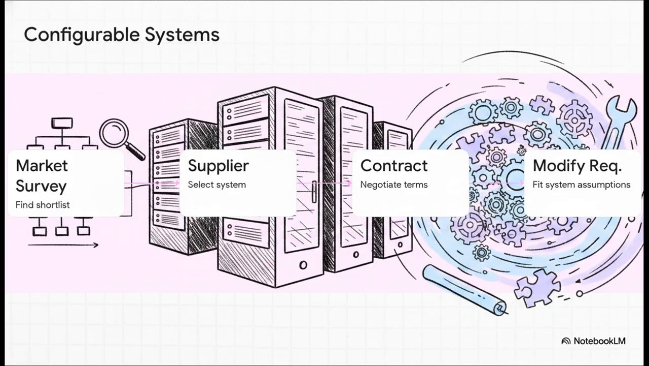After choosing a supplier and negotiating a contract, you hit a pretty significant hurdle. Off-the-shelf components rarely match your exact needs perfectly. So what happens? You actually have to modify your own business requirements to fit the software's built-in assumptions. You literally have to undergo an extensive configuration process to adapt this broad, generic system to your specific working environment.